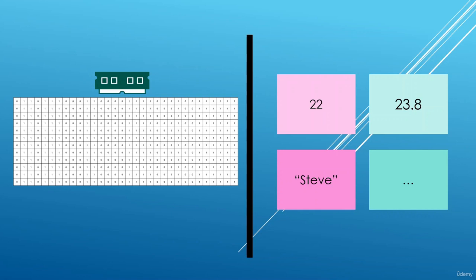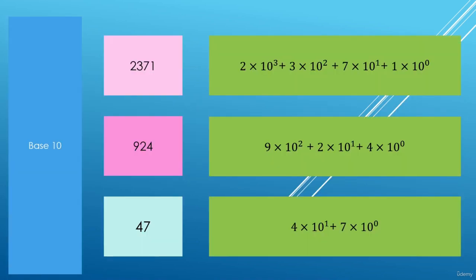To make sense of how these number systems work, let's analyze the decimal system that we really use in daily life. And that is usually called base 10. So if you look at this 2371 number here, we can really split it in the form that you see to the right here.